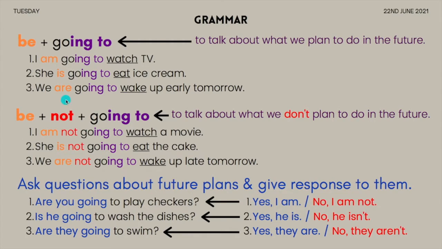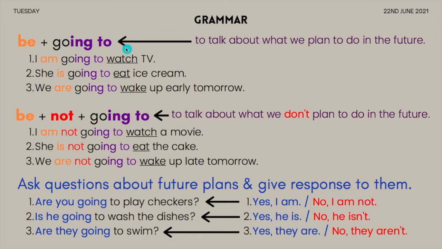Okay, now when are you going to use are? Are is when there are more than one. For example, you are, we are, they are, the children are, the teachers are, Ali and Abu are. Okay, so now, plus going to. The first one. I am going to watch TV.